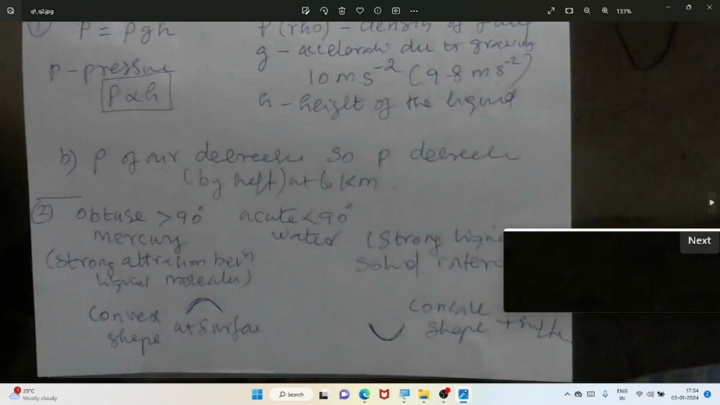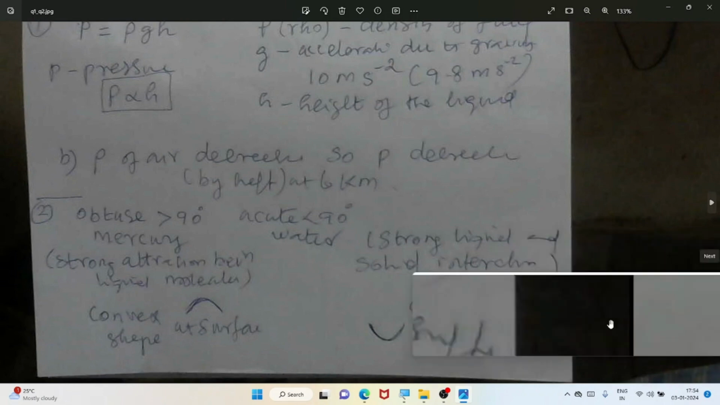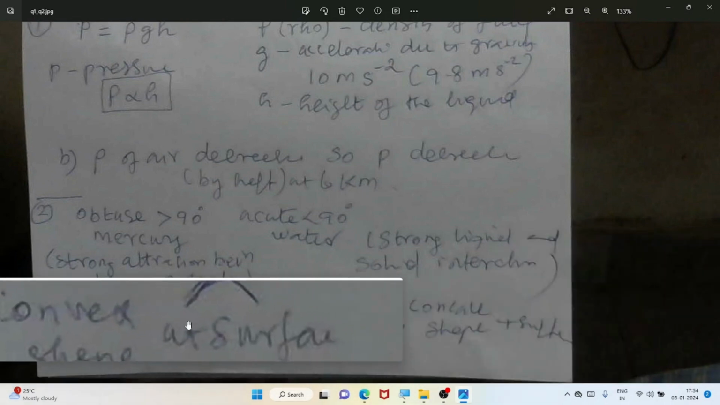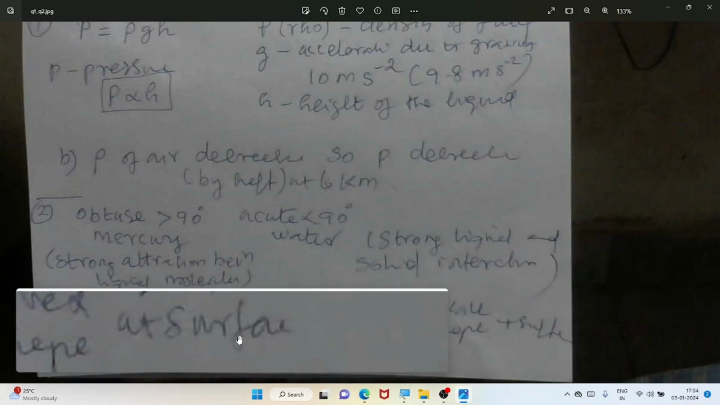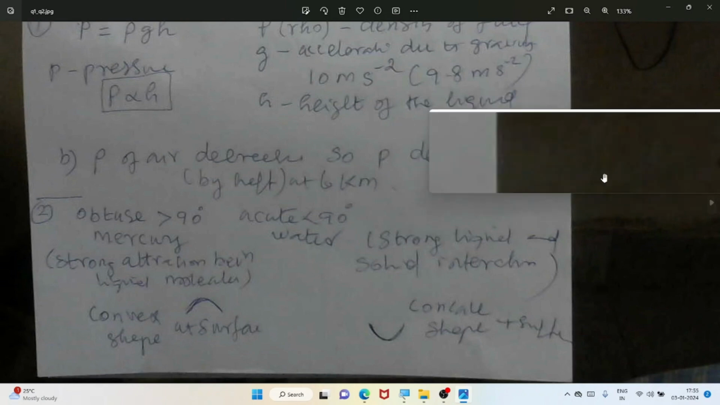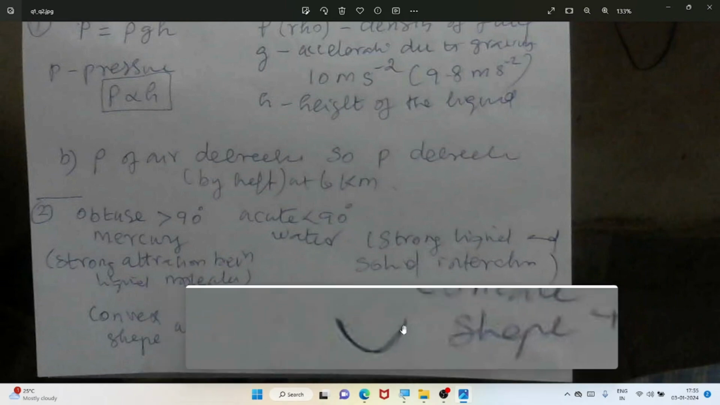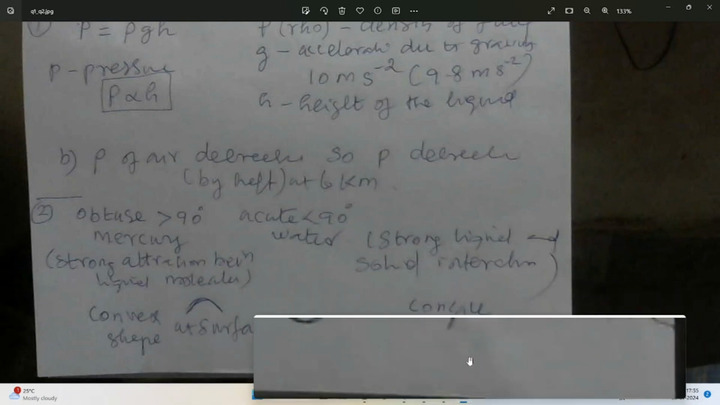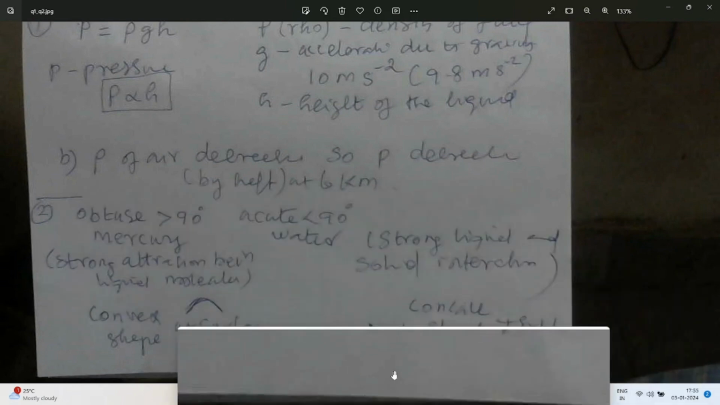Obtuse angle, greater than 90, is like in the case of mercury, where there is strong attraction between the liquid molecules. So it has a convex shape at the surface. But in water, the interaction between the water molecules is less than the interaction between the liquid and the glass, so it is concave. This kind of shape at the surface gives an acute angle.